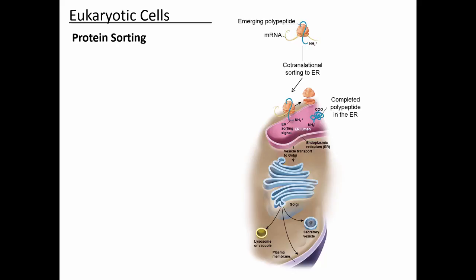And then vesicles from the Golgi apparatus may take the protein to the outside of the cell if it's a protein that functions on the outside of the cell. It may take it to the plasma membrane if it's a protein that's supposed to be in the plasma membrane. There's also vesicles that go to lysosomes or vacuoles that carry proteins because that's where they function.